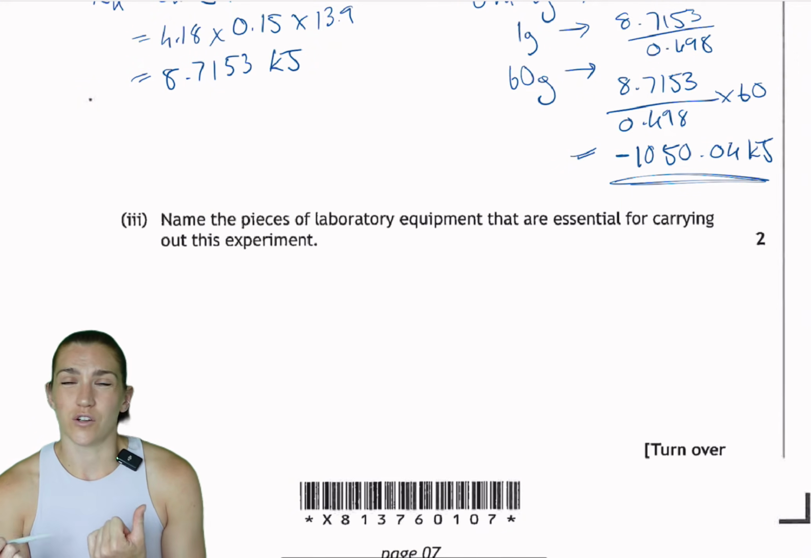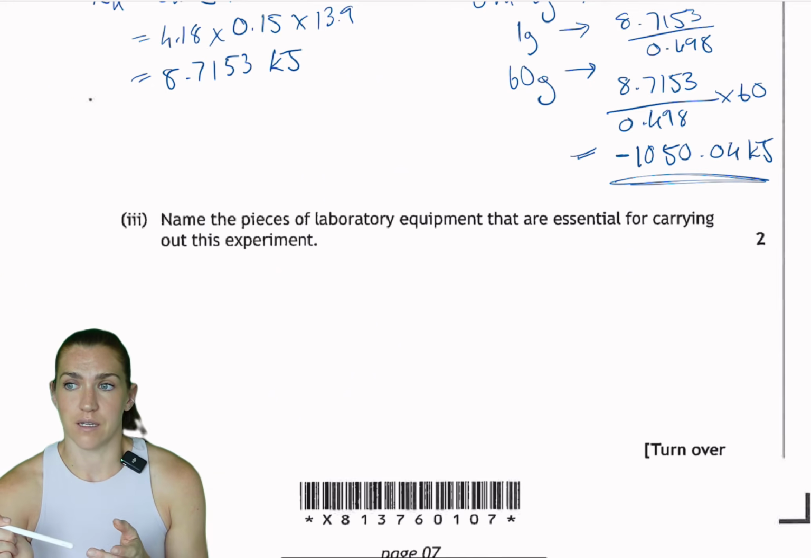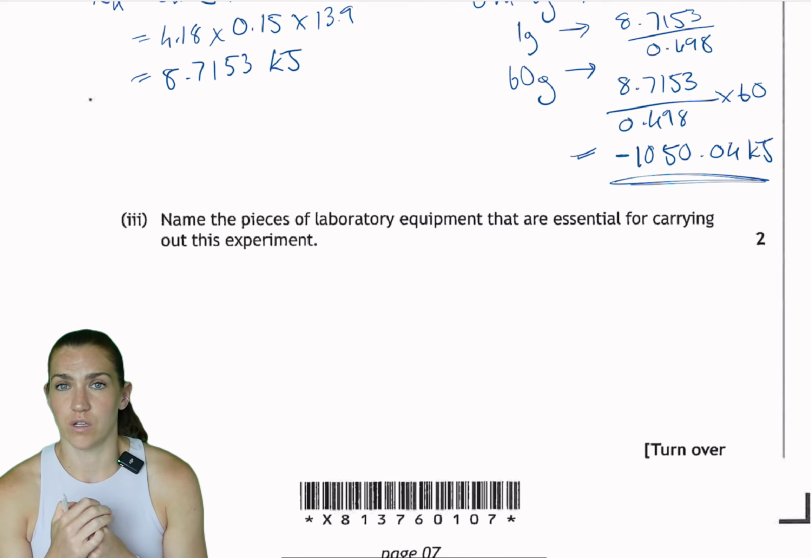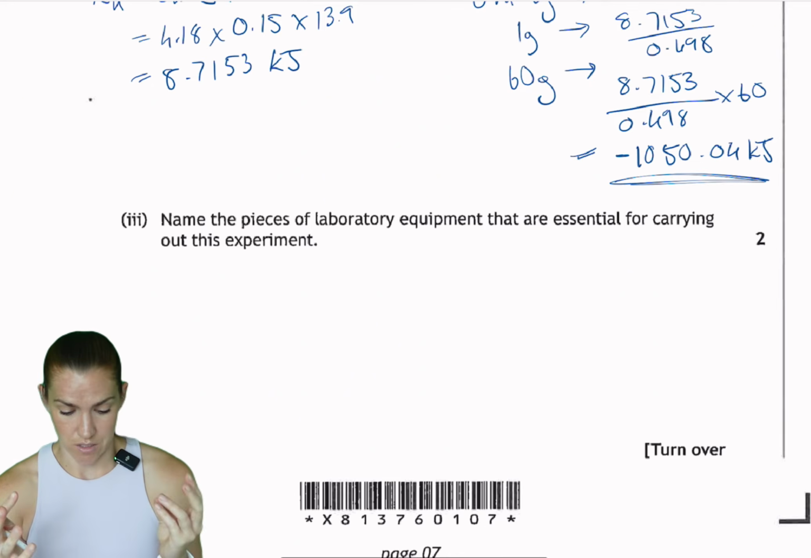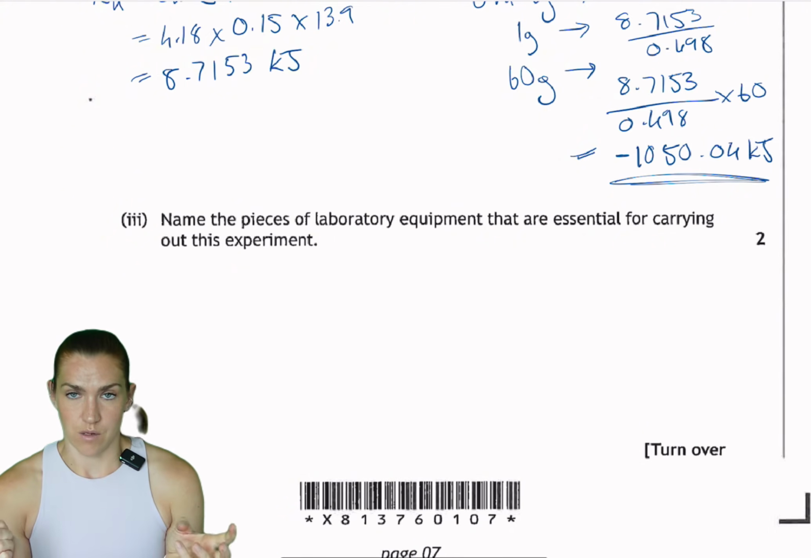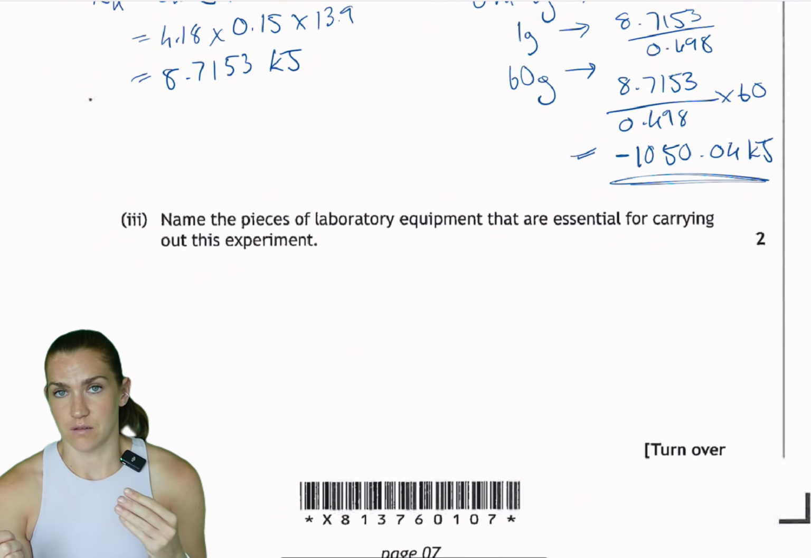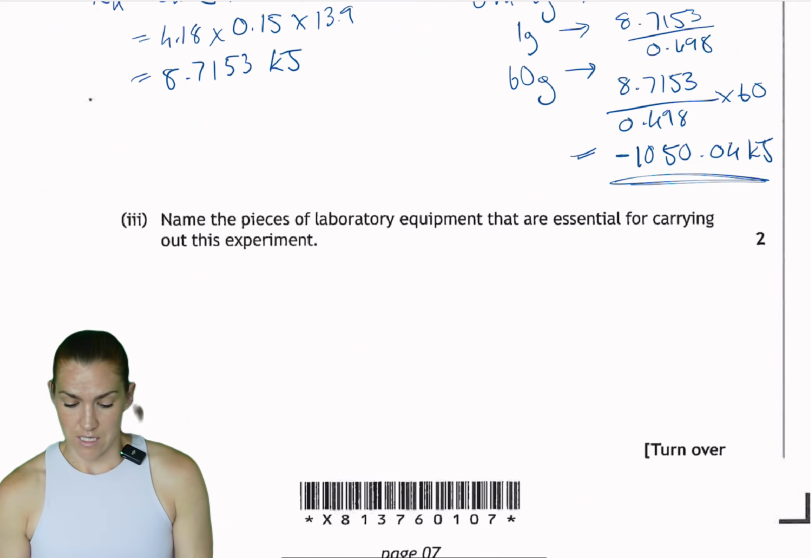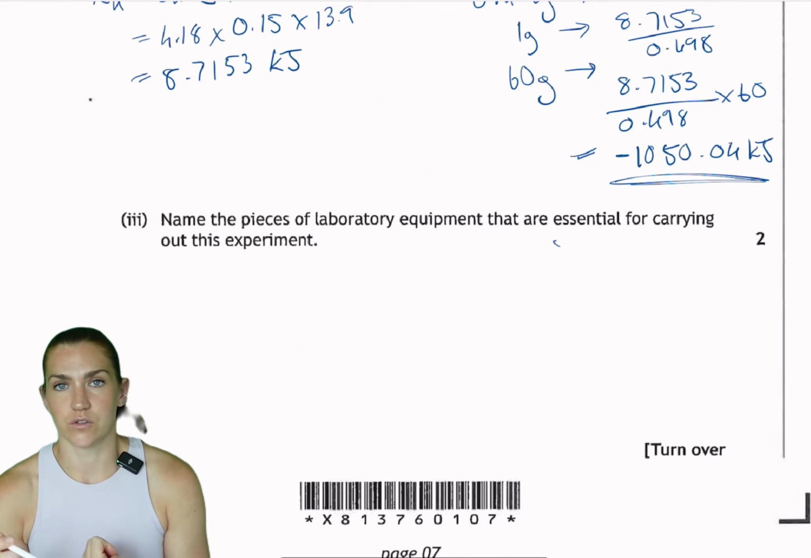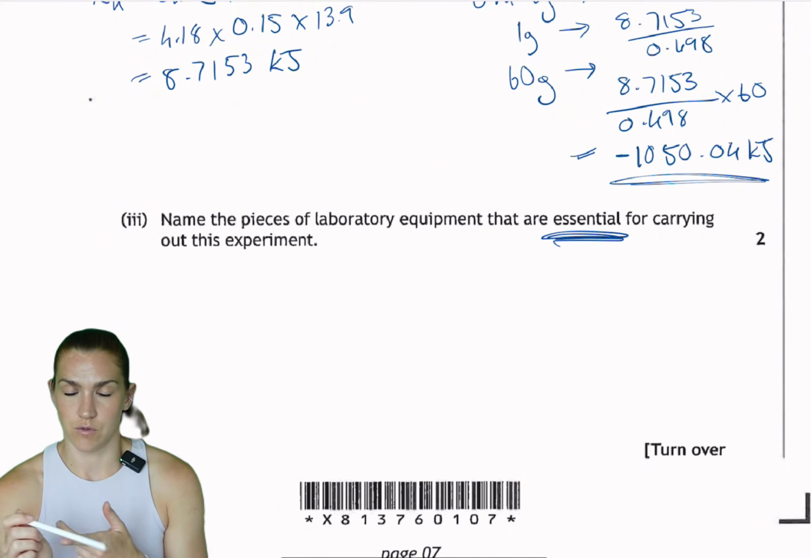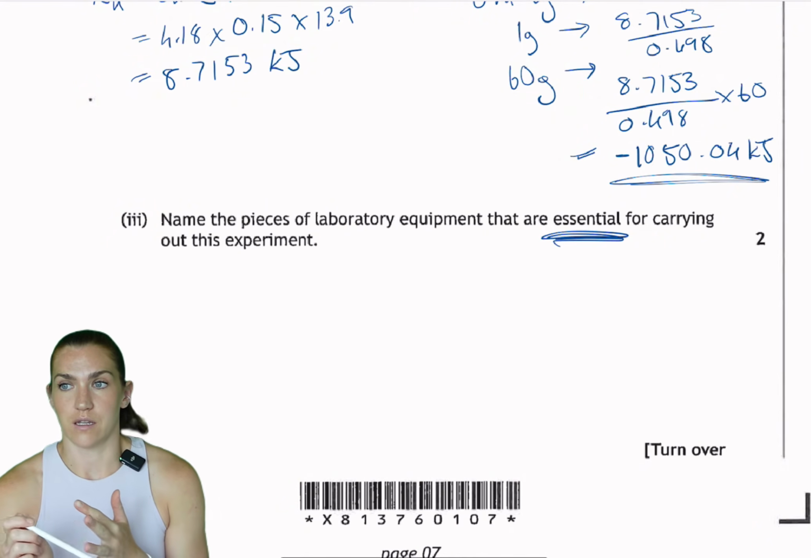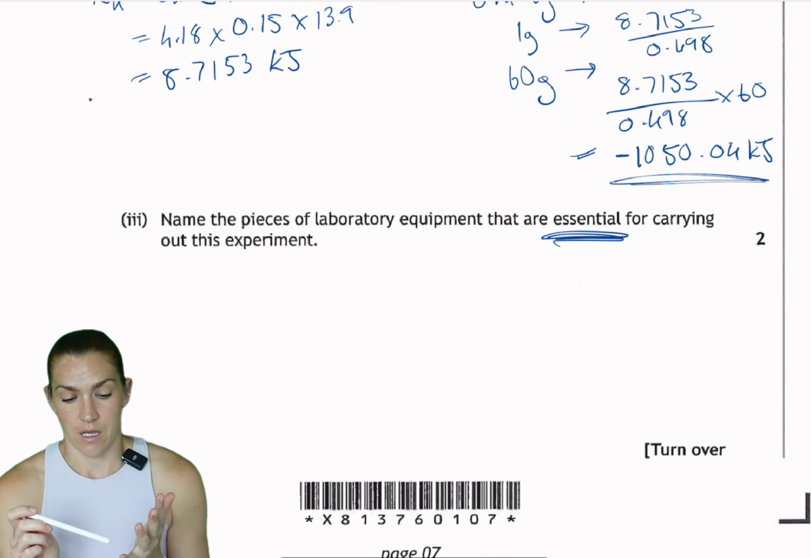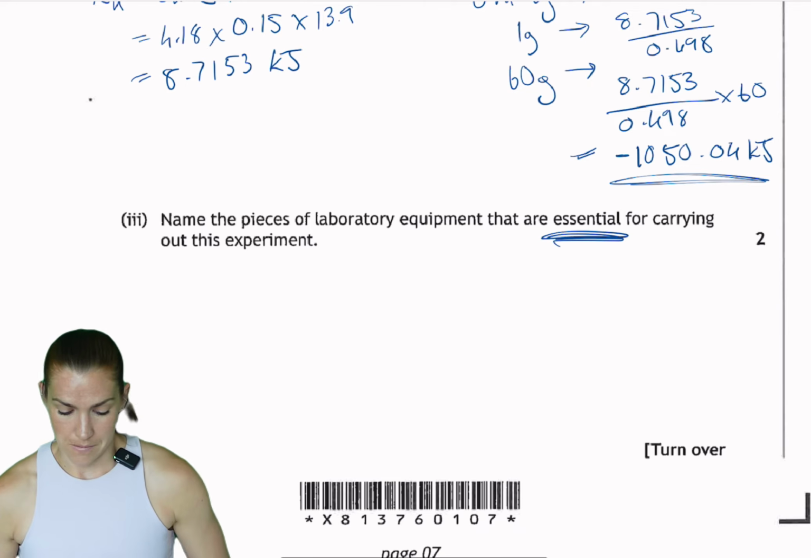The things that are not essential, although we do recommend, would be like the draft shield and a heat mat. So they're not essential pieces of equipment, so they wouldn't probably be awarded the marks in this case. So you are really looking for, like they say, the essential things here. So that would be the clamp stand, the copper can, the thermometer, the spirit burner, and the balance. So that would be the main things.